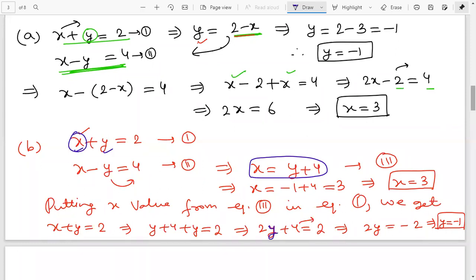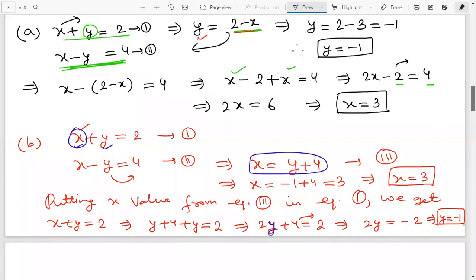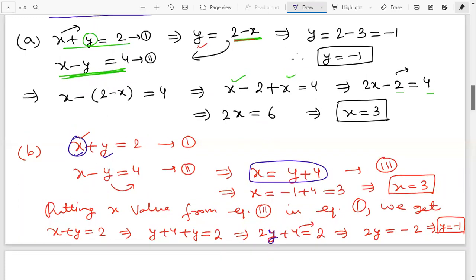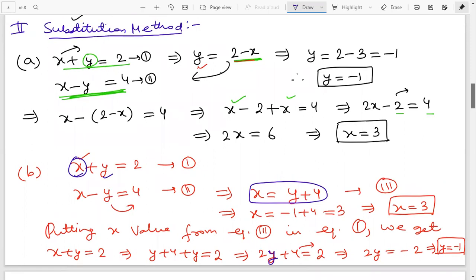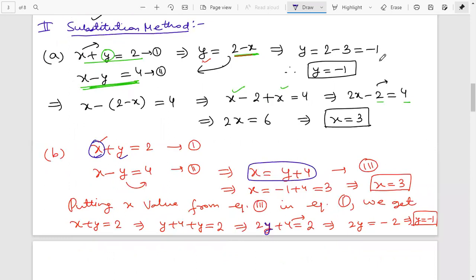We find the y value and then we can put it in x to get the other value, that is the x value. So this was basically the substitution method, where we have substituted the x value or y value from one equation in another equation. Correct. Now we'll see, any doubt from this method, the second method, any doubt from the substitution method? Anyone?